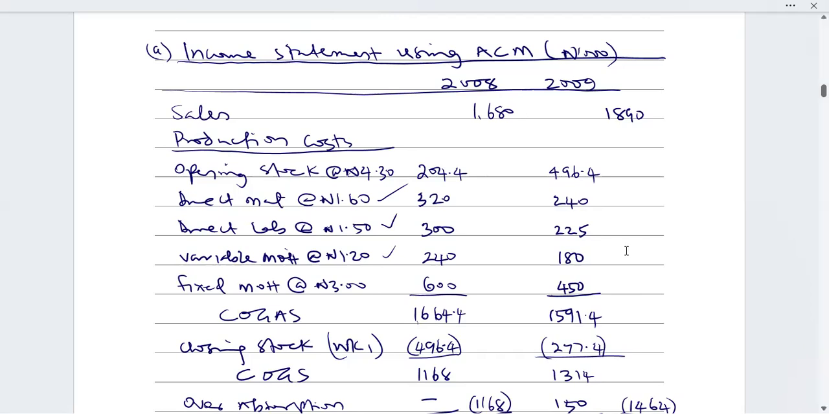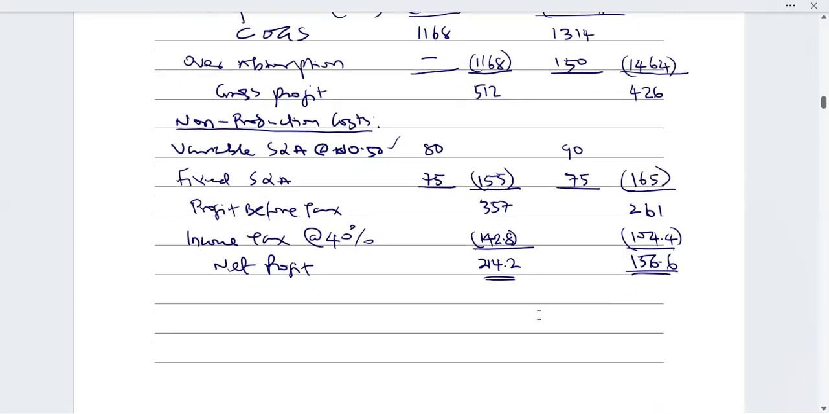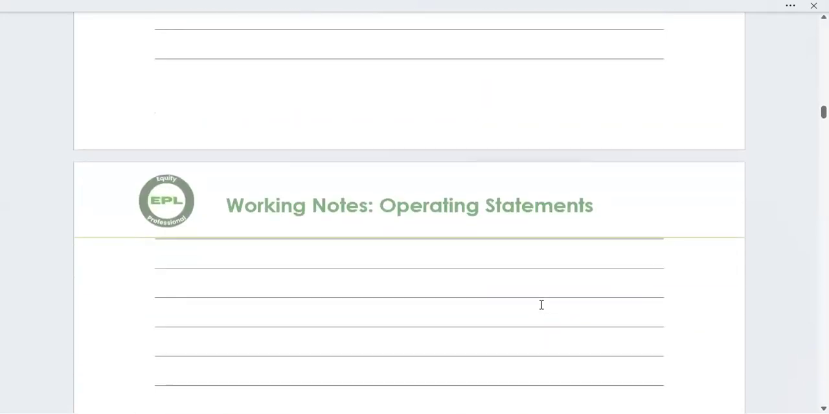You're welcome. So let's move to the variable costing method. Number B, income statements.